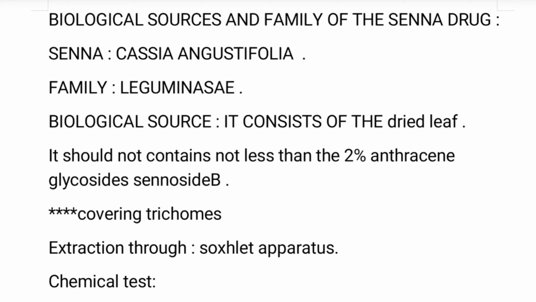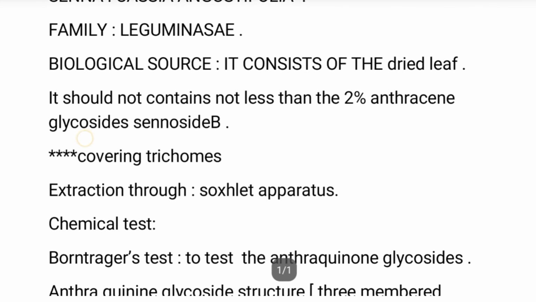So the biological name of Senna is Acacia angustifolia, from the family Leguminosae. The biological source of senna is the dried leaves. So the main part of the senna is the leaf. That dried leaf should not contain less than 2% anthracene glycosides B. Generally the anthracene glycosides are present in the senna, and it should not contain less than 2%, and that is sennoside B.